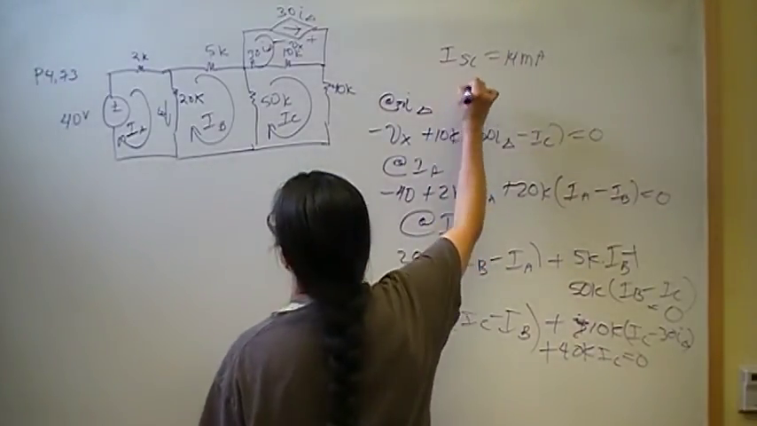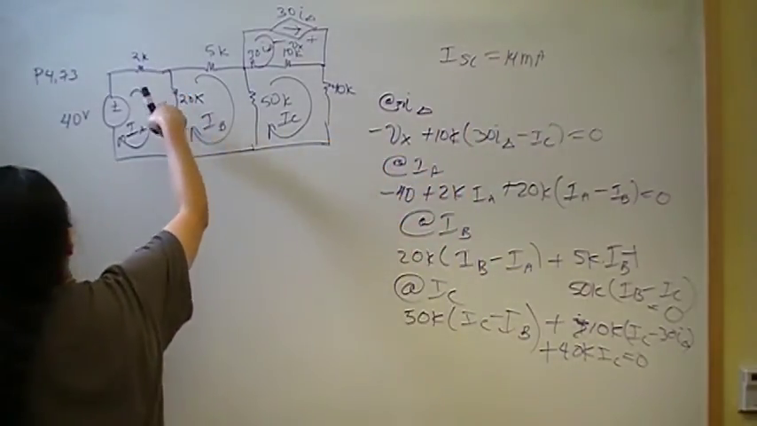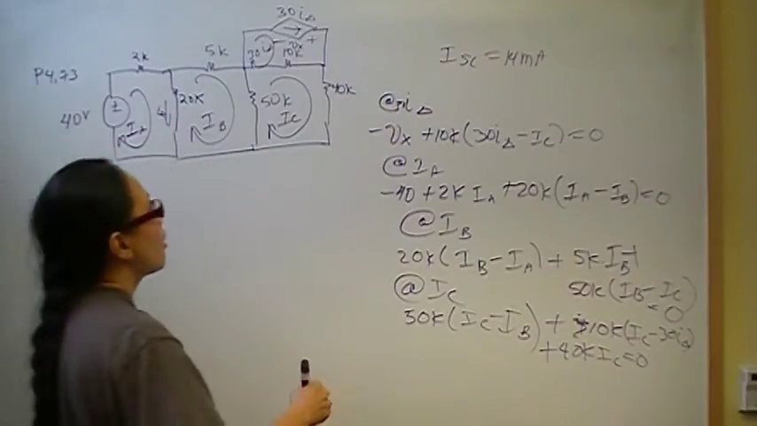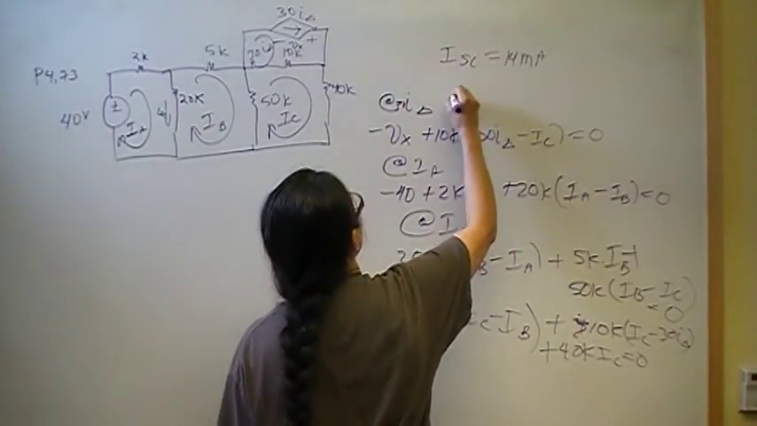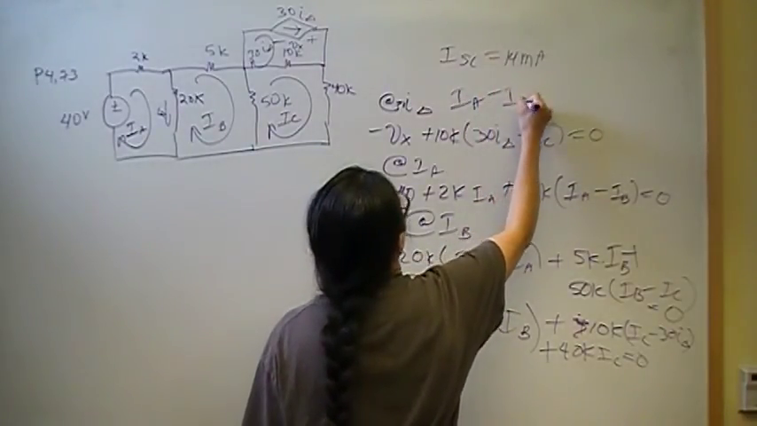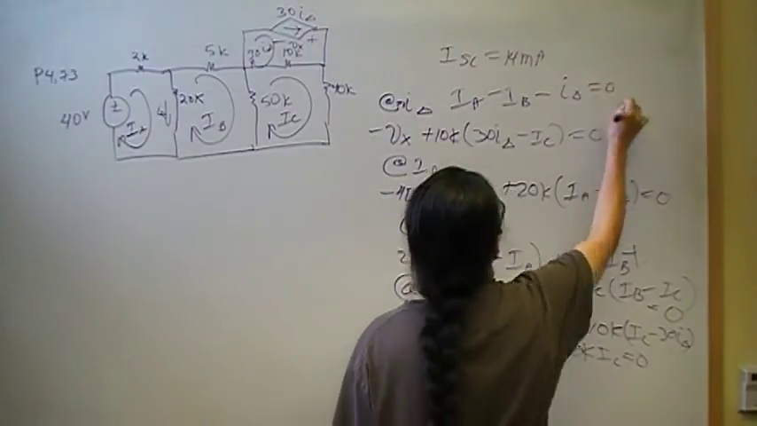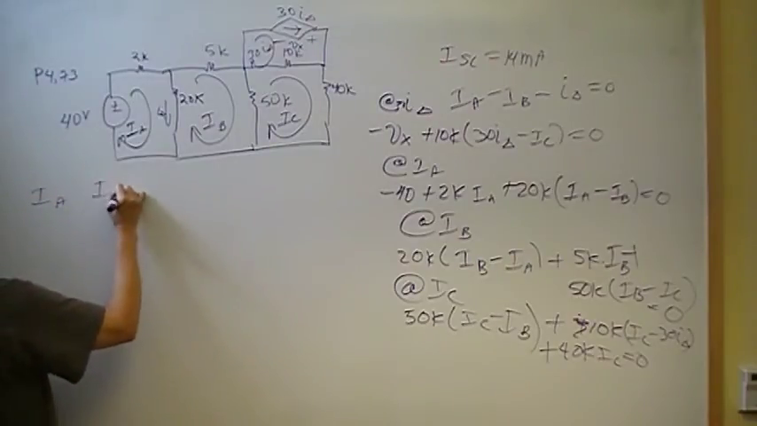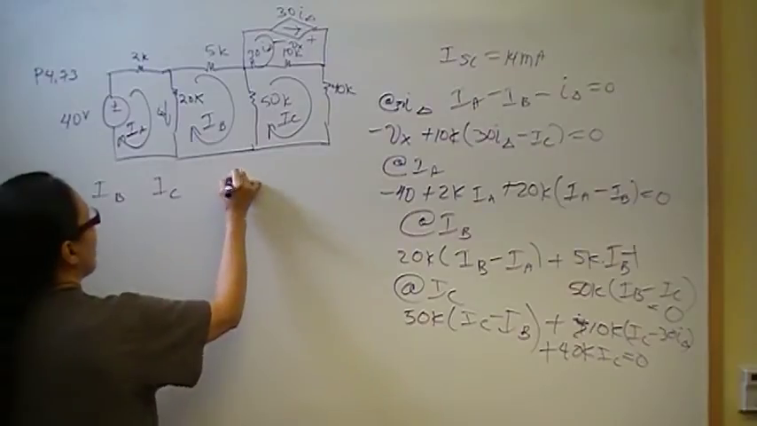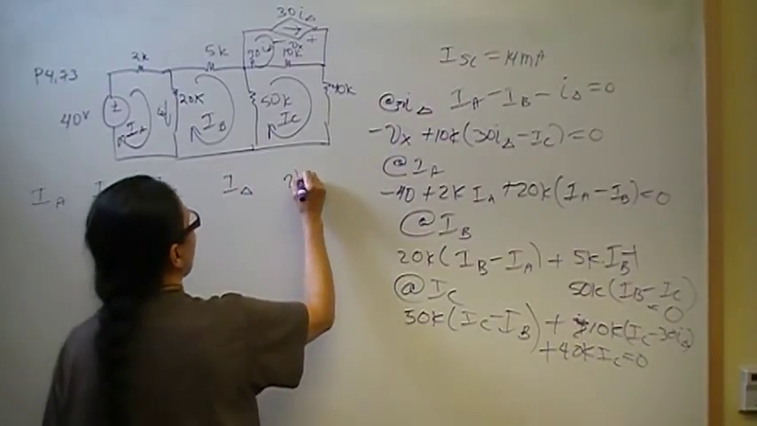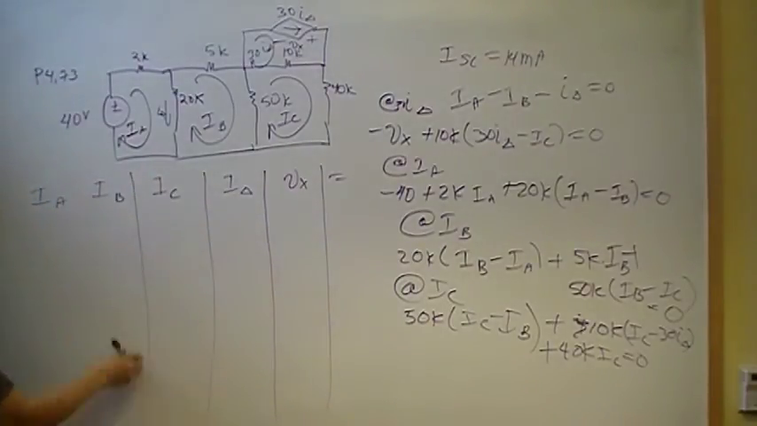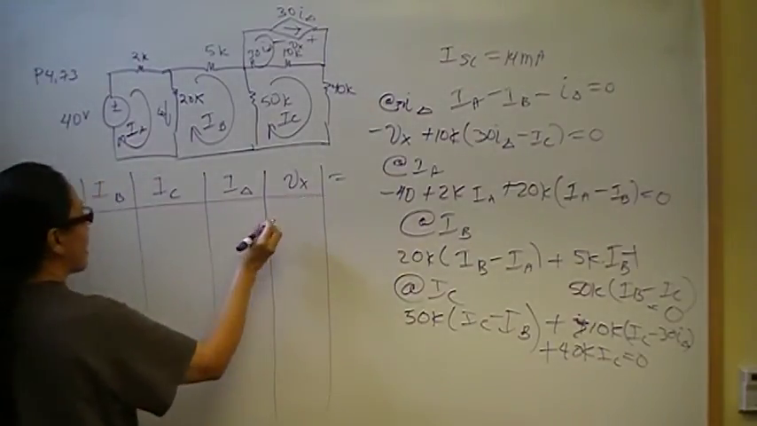And that constraint equation is IA minus IB is equal to I delta, but we're going to put all the unknowns on one side and say it's IA minus IB minus I delta equals 0. Okay, so now we're going to make our matrix again, and we got IA, IB, IC, I delta, and Vx. So now we only have 5 unknowns and 5 equations, because we no longer have I short circuit.